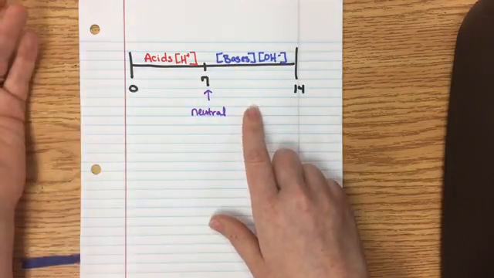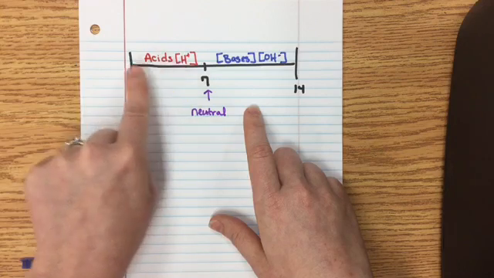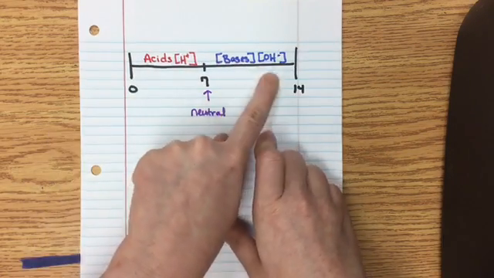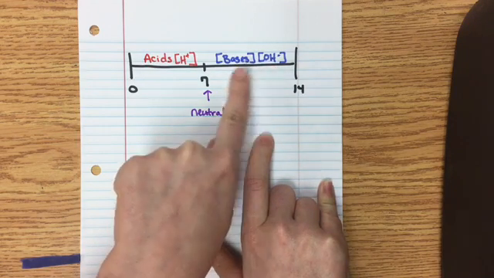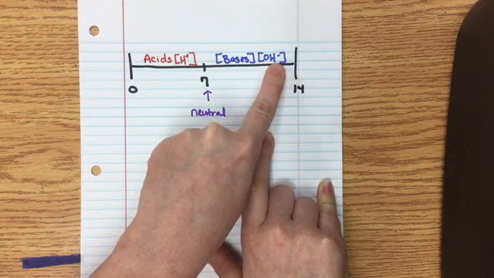Now we know according to the Arrhenius theory that acids are things that produce H+ when they ionize. So acids are going to have a high H+ concentration. And we know that bases, when they ionize, produce an OH- according to Arrhenius. So they're going to have a high concentration, and that's what these brackets mean, concentration of OH-.